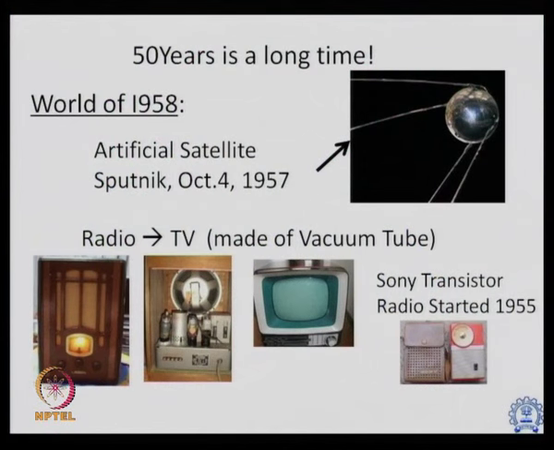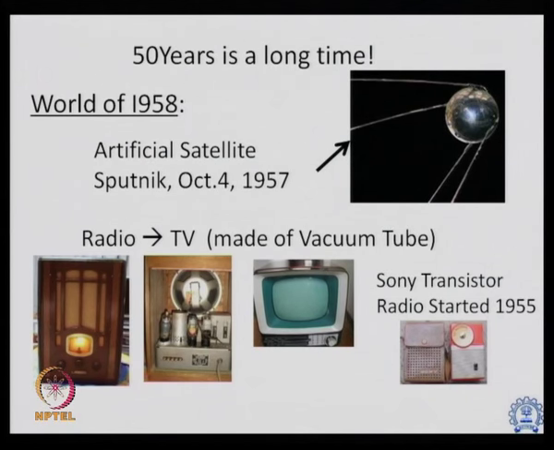Just to take you back more than 50 years, let us see the world of 1958, when we had the first artificial satellite, Sputnik, which was launched by the Russians in 1957. We started with radio and today we are at TV. You can see from here, initially we started with vacuum tubes. Even televisions were vacuum tube based as late as the year 2000. Only now do we have LCD and LED displays. Earlier we had all vacuum tube based TVs.